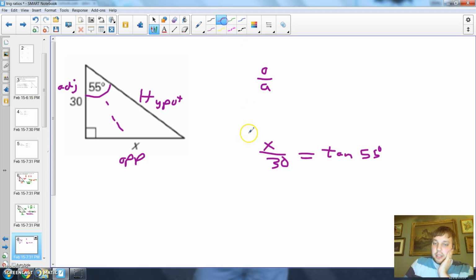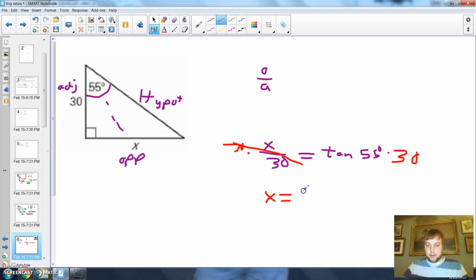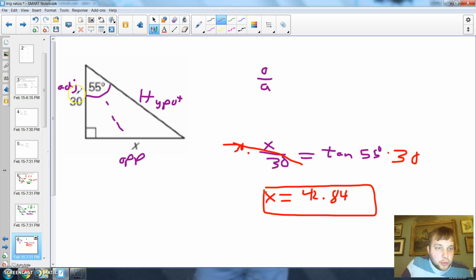Alright, same thing guys as we did the last time. How do we get rid of division? We multiply by 30. And I got x equals 42.84. Does that seem about right? If this is 30, could this be 42? I think so. Okay, cool. Cool beans.